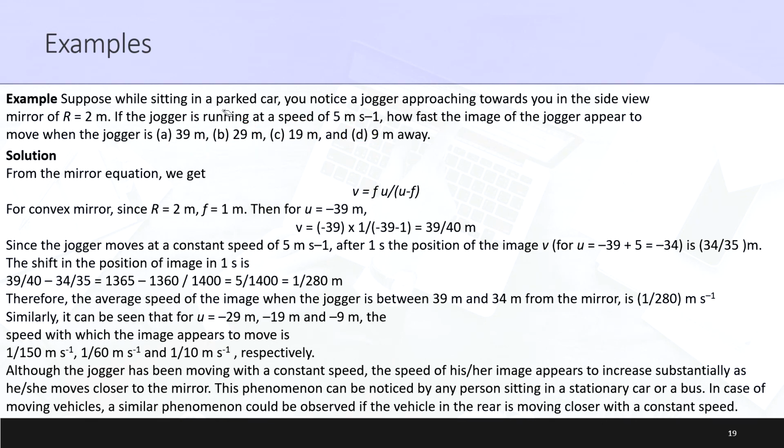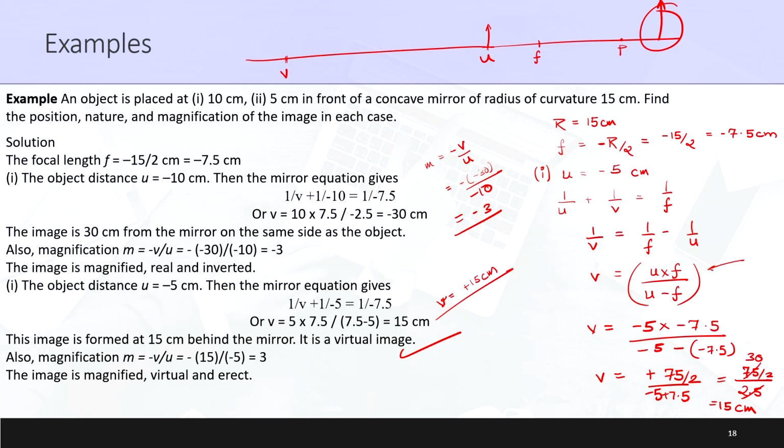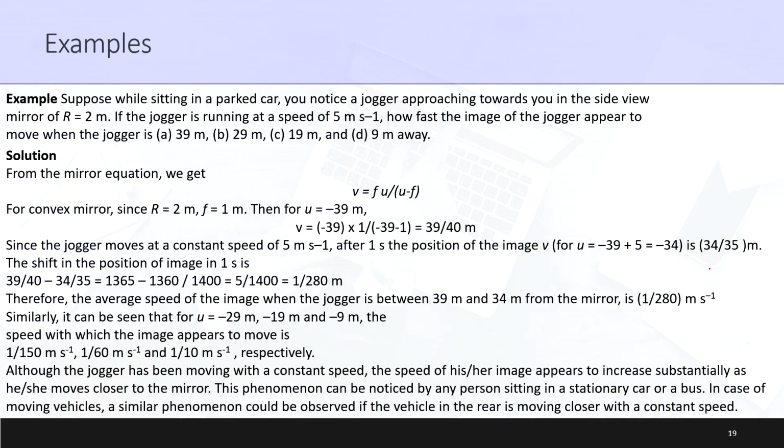Okay. So, first of all, from the mirror equation we obtain that v is equal to fu upon u minus f. This is the same thing which is obtained here. So, this is nothing but fu upon u minus f. Okay. So, for the convex mirror, as the mirror is convex here, first of all, whatever is given, let me write it here.